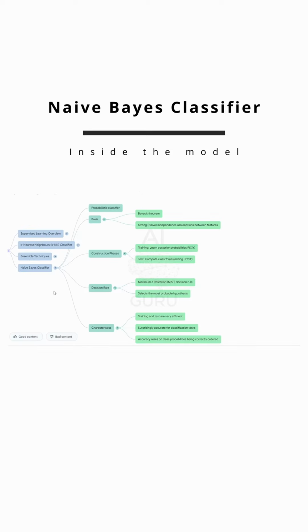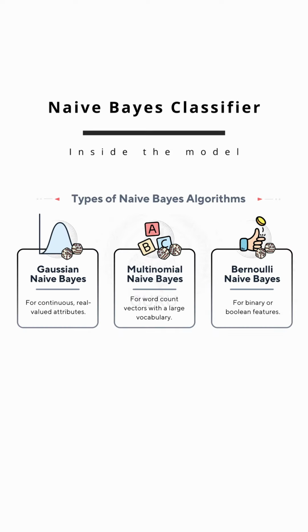How often is color red when the class is apple? For continuous features, like height, we often make another simplifying assumption, typically that the feature values within each class follow a Gaussian or normal distribution. So we just calculate the mean and standard deviation for that feature for all the examples belonging to each class. That's it for training.